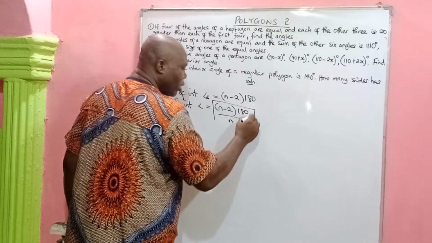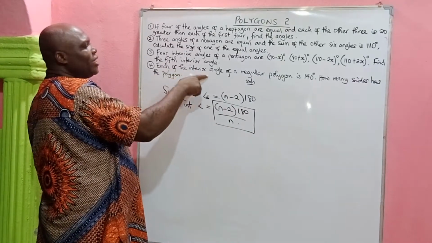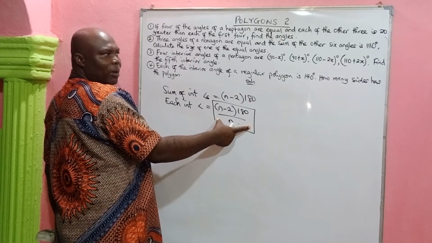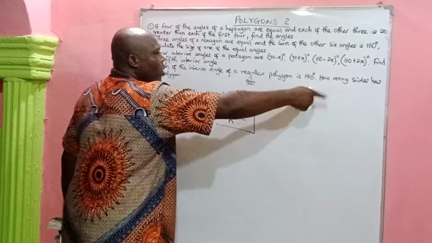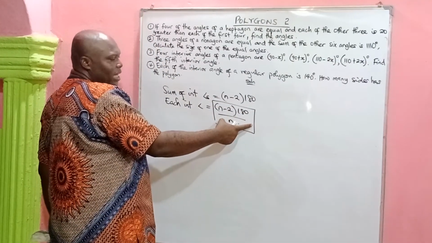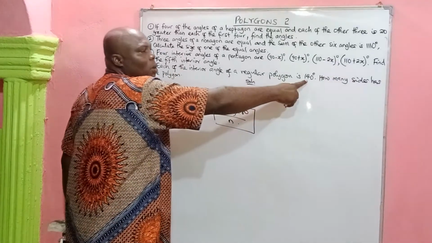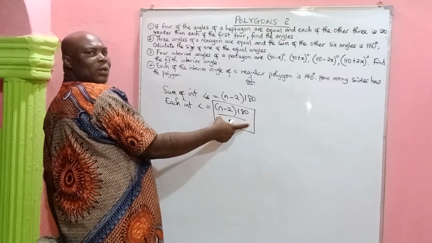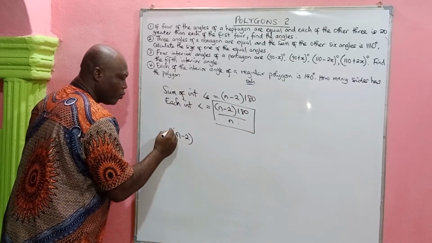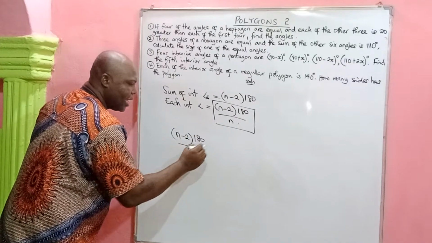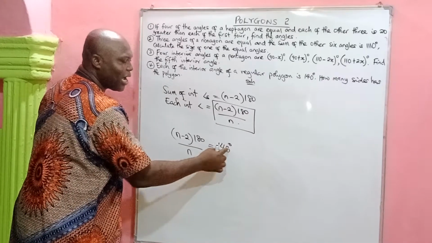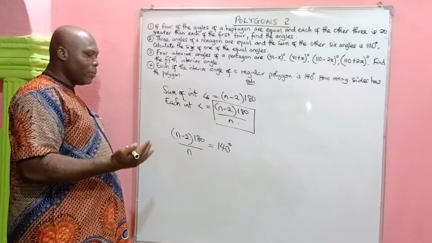Very important. Now, because they've said each of the interior angles of a regular polygon is 140 degrees, it means that we equate this formula to 140 degrees for us to know the number of sides that the polygon has, which is n. So we are going to have n minus 2 times 180 divided by n equal to 140 degrees. We want to find the value of n to know how many sides the polygon has.